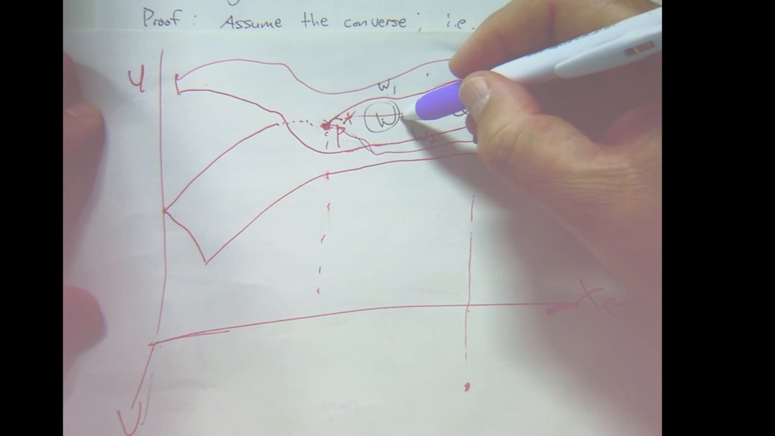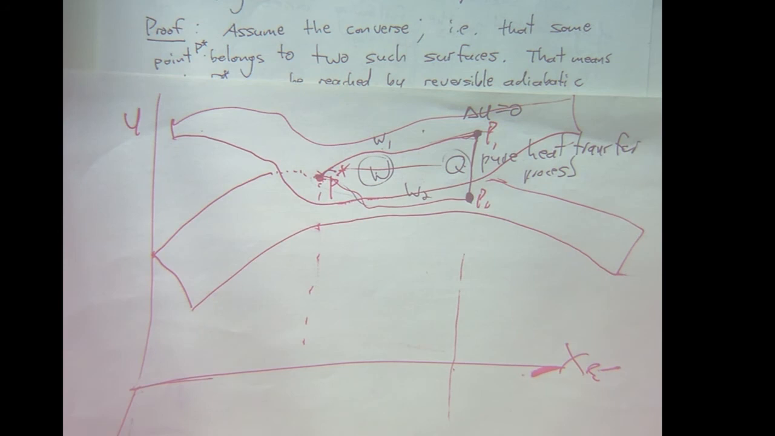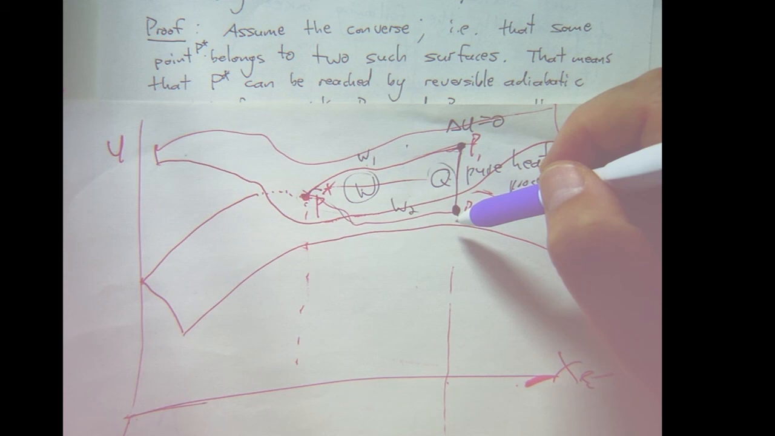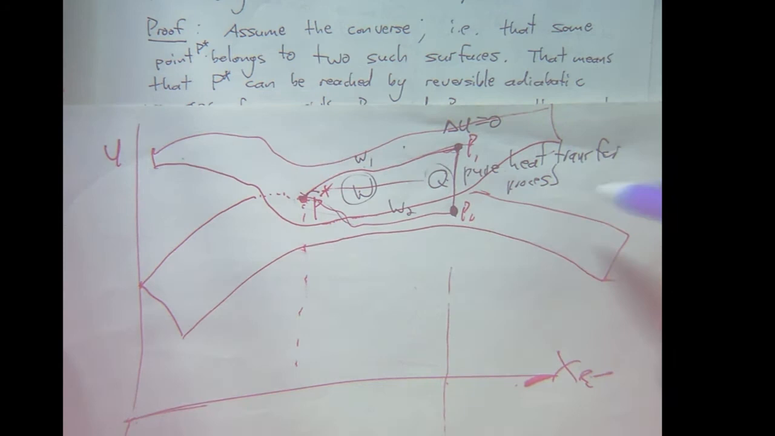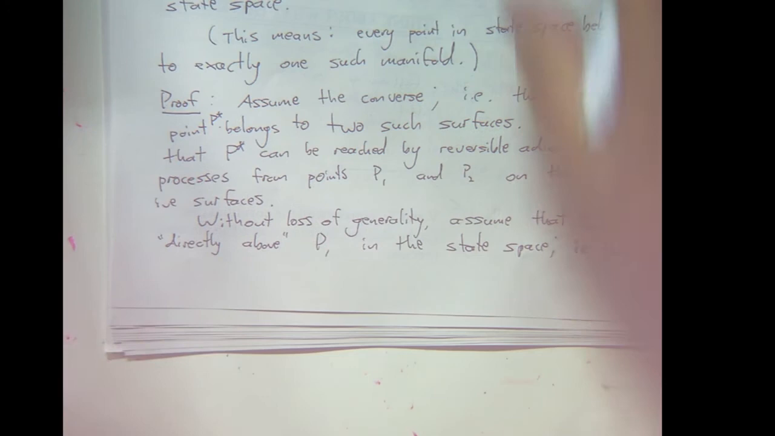But according to Kelvin's formulation of the second law, it's impossible. You cannot input a definite amount of heat Q and extract exactly the same amount of work from it using these adiabatic processes from a single reservoir. So the existence of this intersection point P star leads to a contradiction. So there cannot exist an intersection point P star, which means that these surfaces partition the state space.